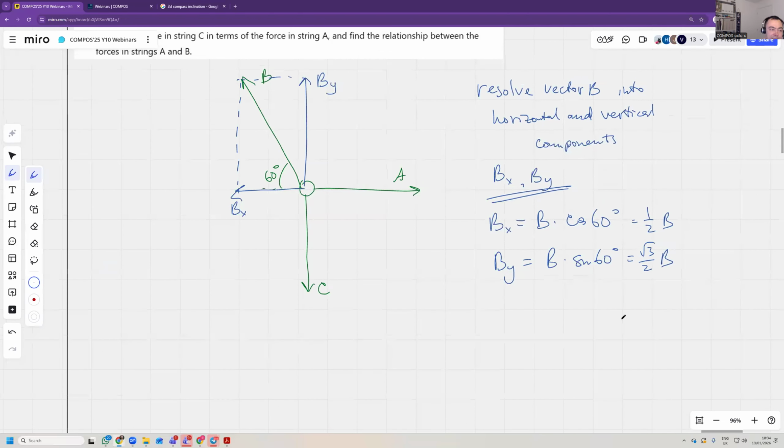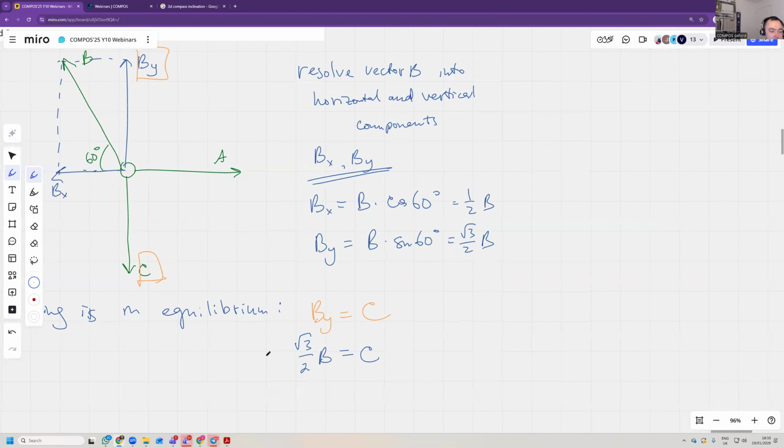Now, because the ring is in equilibrium, this force must equal this force. So BY must equal C. Or in other words, square root of 3 over 2 B must equal C. Also, BX must equal A.